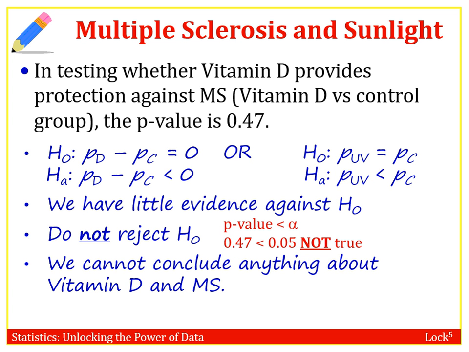Now, when we're looking at the vitamin D compared to our control group, we had a p-value of 0.47. So vitamin D proportion minus your control proportion is 0, or they're equal to each other. Whether you write it out on the left or on the right doesn't make a difference. It was a fairly large p-value, so we have little evidence against it. If you write it out this way, p-value less than alpha, put down your p-value, put down alpha. It's not true, so you do not reject your null hypothesis. It is not statistically significant, and we can't really conclude anything.